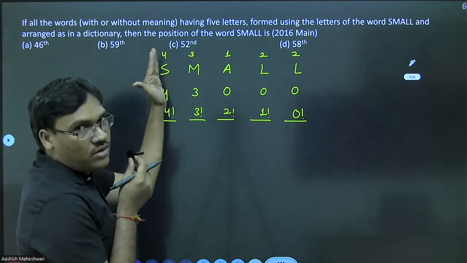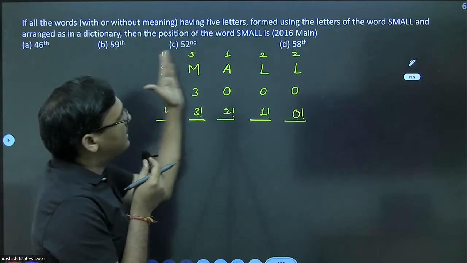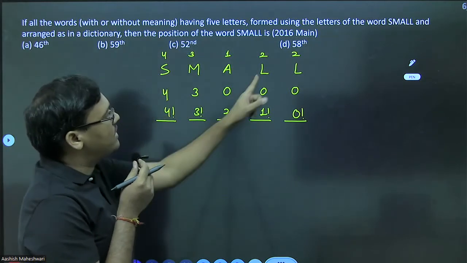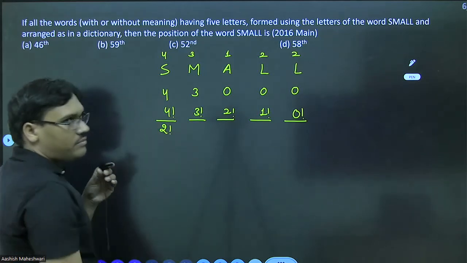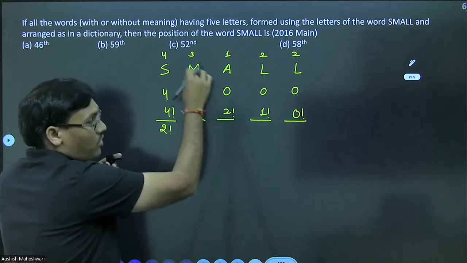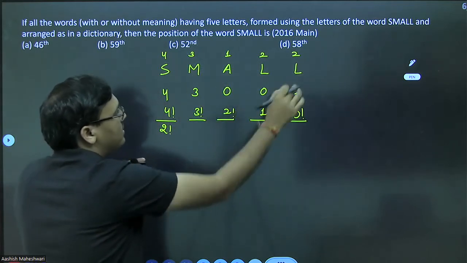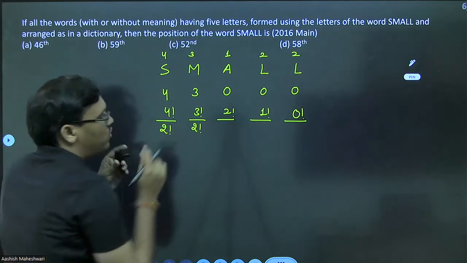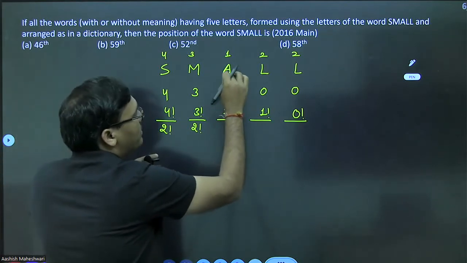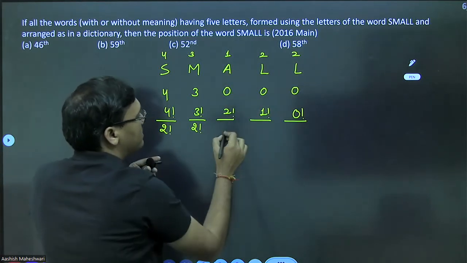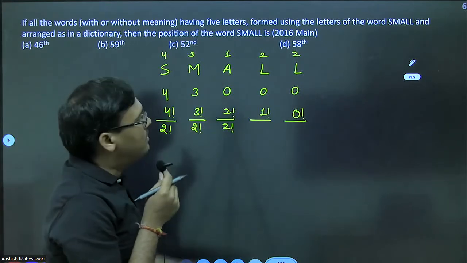Considering S, how many letters are identical on the right side of it? How many identical letters? We have 2 identical letters. So we have to divide by 2 factorial. Considering M also, how many letters are identical on this side? You can see 2. That is why we are dividing this by 2 factorial. Considering A also, how many letters are identical on this right hand side? You can see again 2 letters are identical. Right, this is 2 factorial.